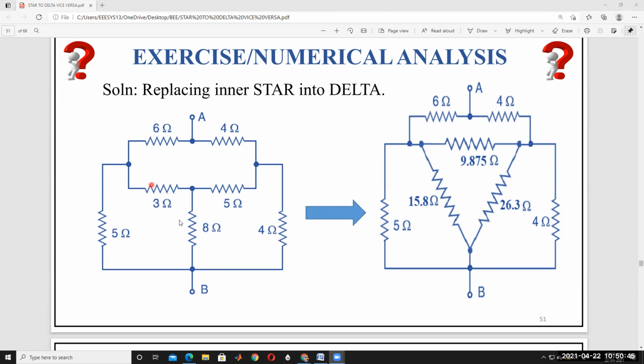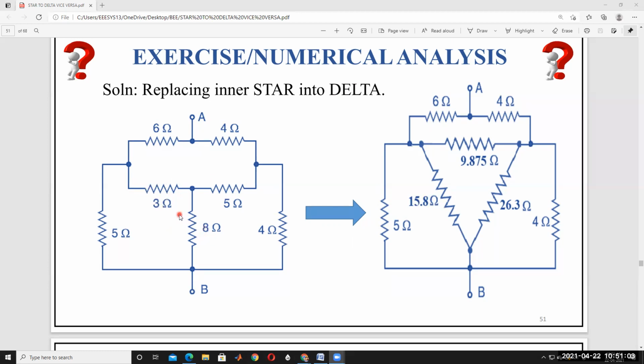So what is the resistor here? Delta, no? So what is the resistor here? 3 plus 8 plus 3 plus 3 plus 8 plus. What is the resistance here? 15.8 ohm resistor, no? That is 3 plus 8 plus 3 into 8 divided by 3 plus 8. So do that like this.